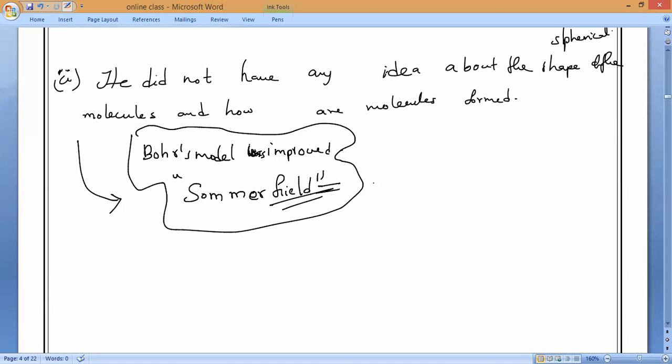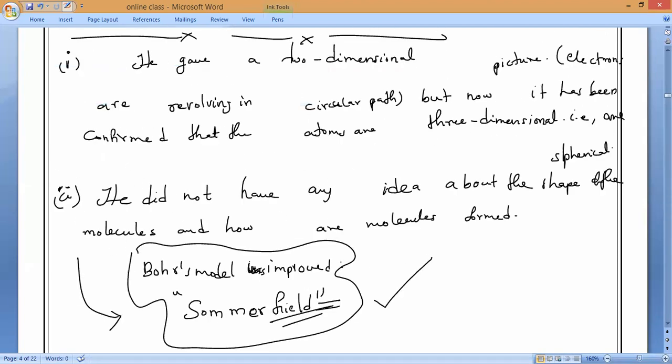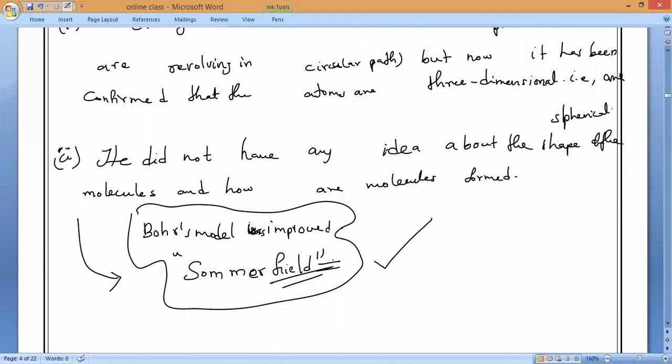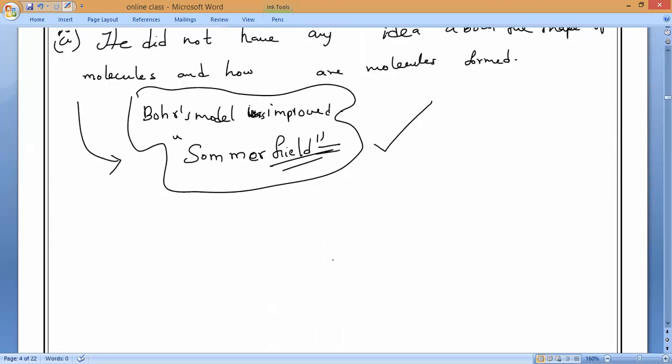So this is all about the limitations of Bohr's atomic model, and with this we'll stop. In the next class we'll study the discovery of neutron. Who discovered the neutron? James Chadwick. He discovered the neutron, the third subatomic particle of the atom, which we'll discuss in tomorrow's class.